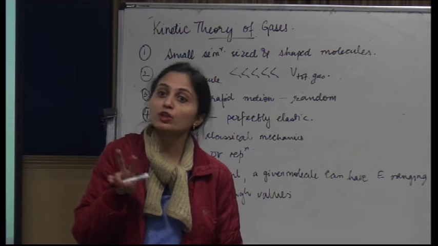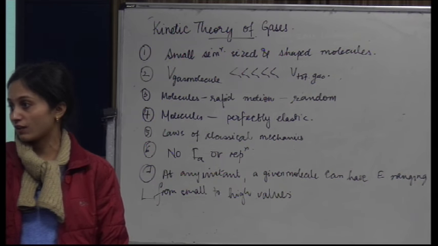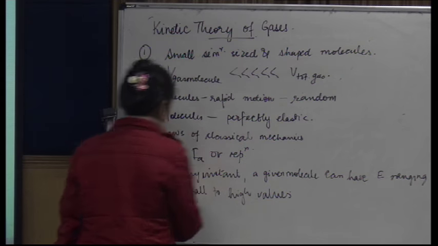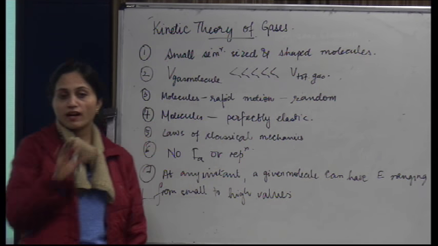That is why when we do Dalton's law we state that it is for a mixture of non-reactive gases. They are not interacting with one another. And then the last one: at any instant a molecule can have energy ranging from a small to a higher value. Why do we say this?